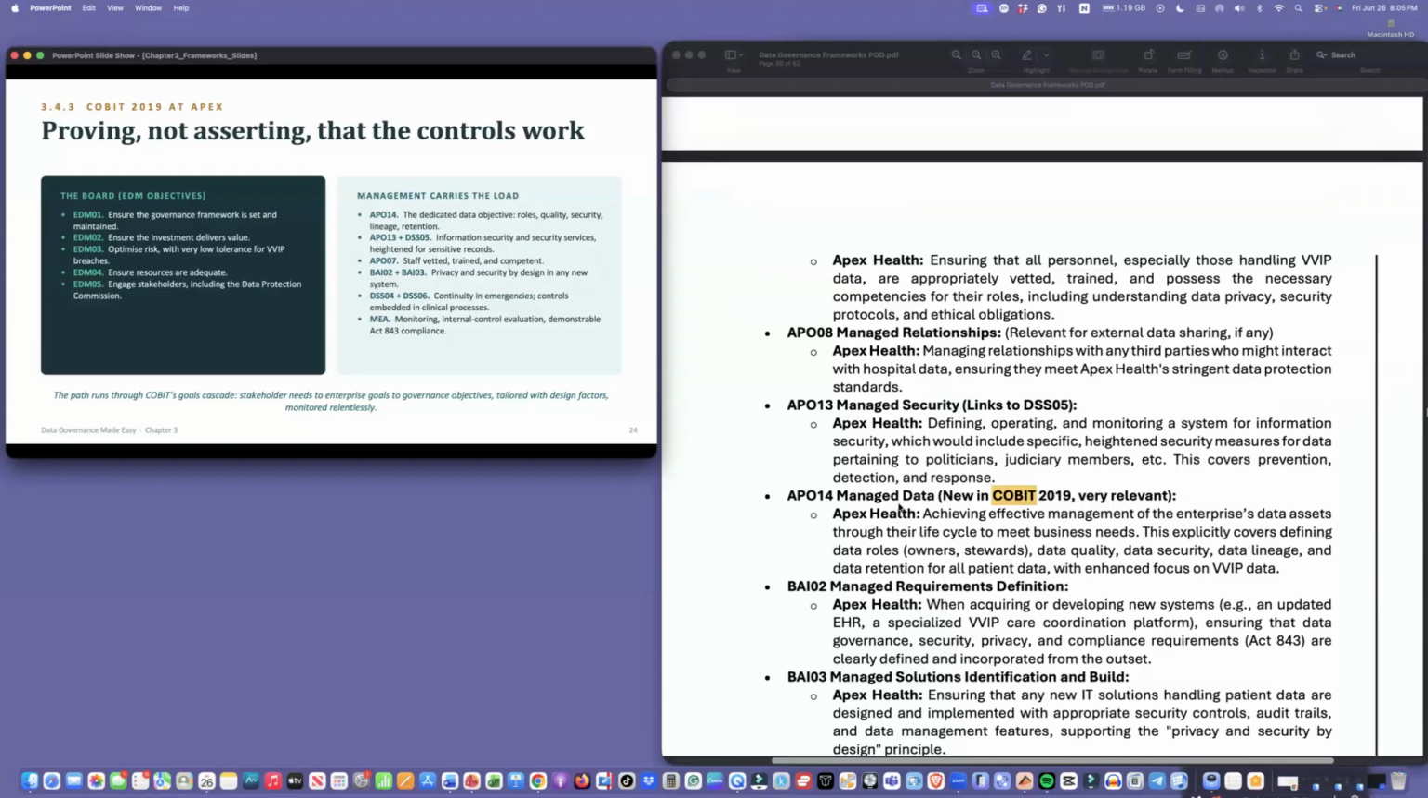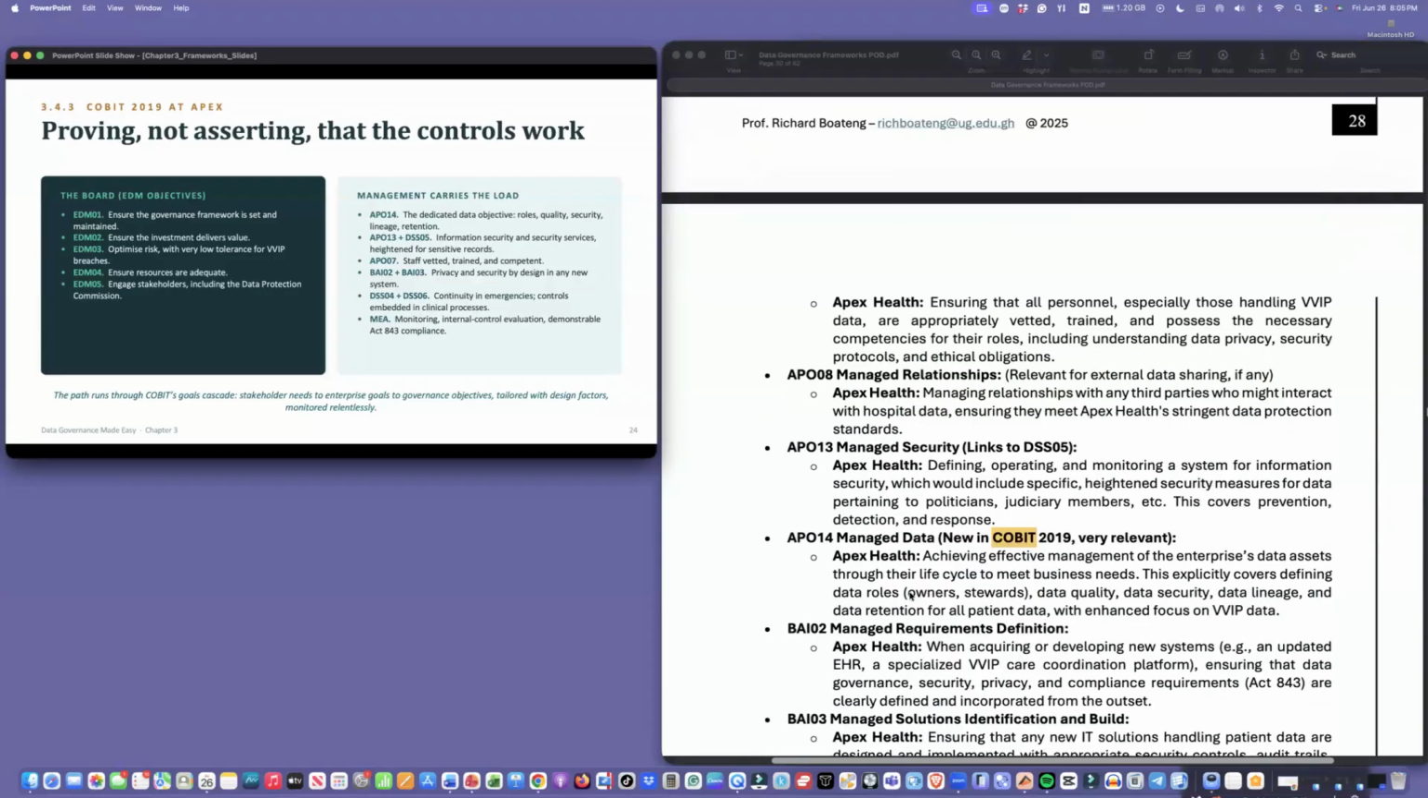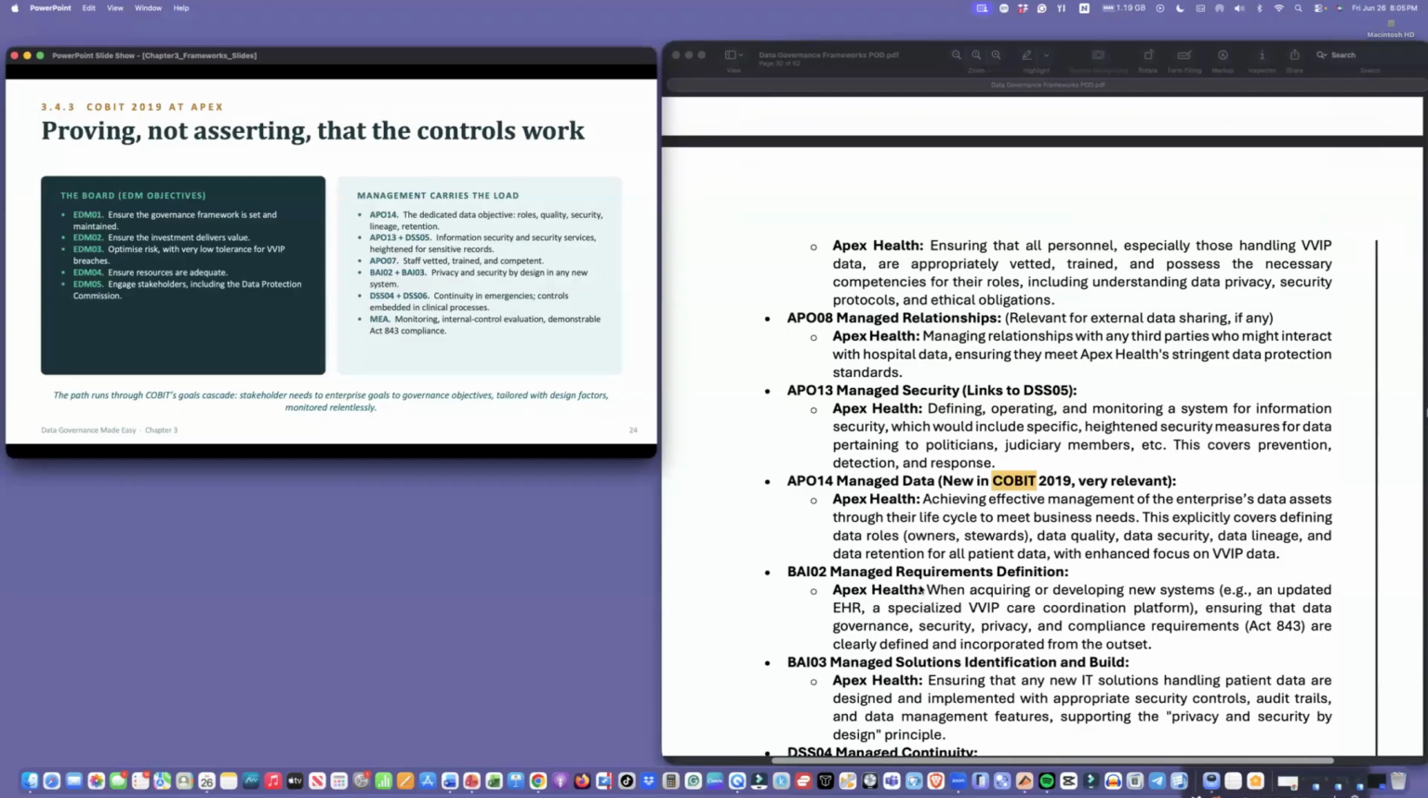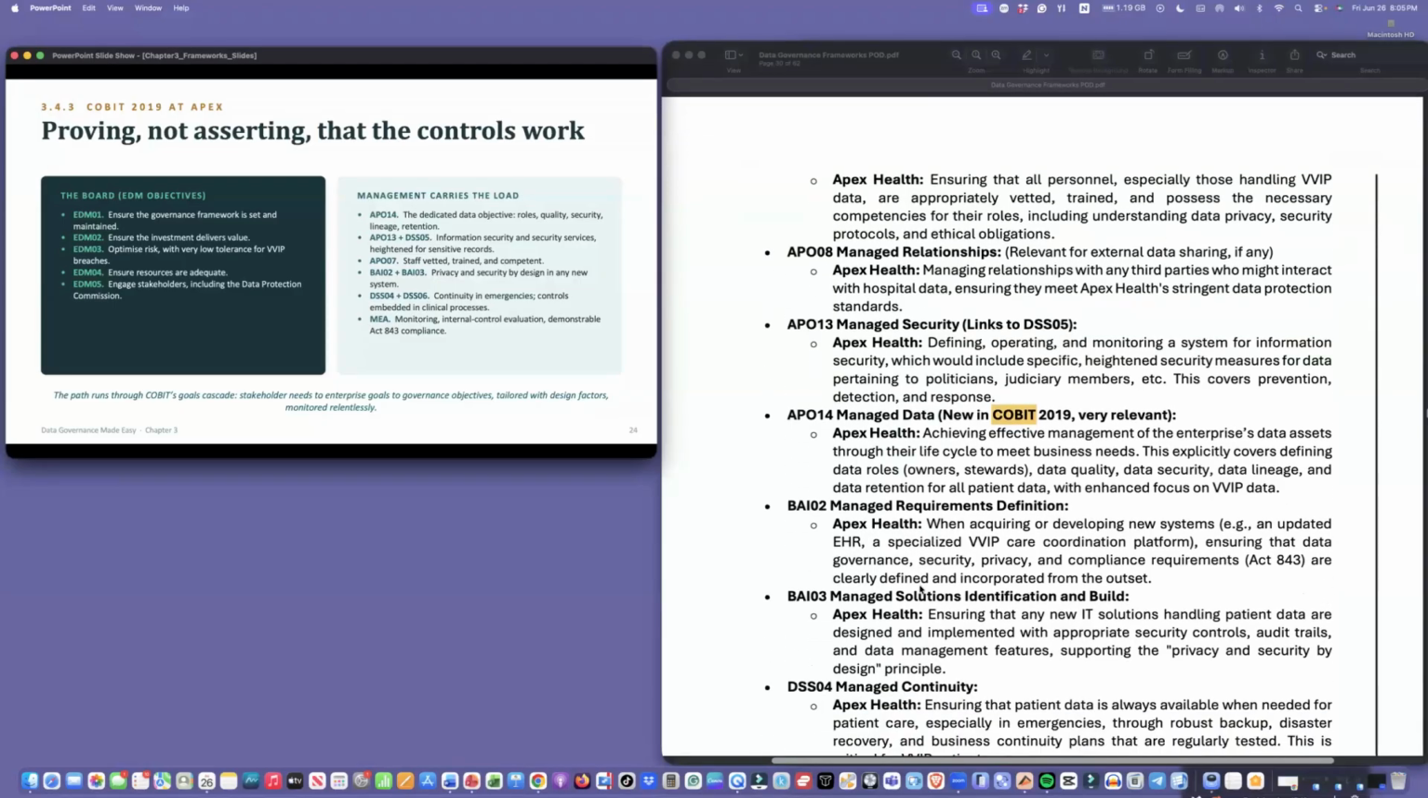And then to also check whether the staff are trained. That's APO07. The staff are trained, that's the personnel. Staff are trained and are ready to deliver what's important.